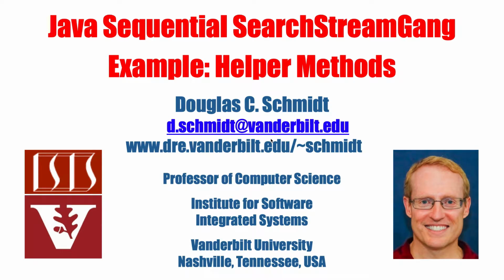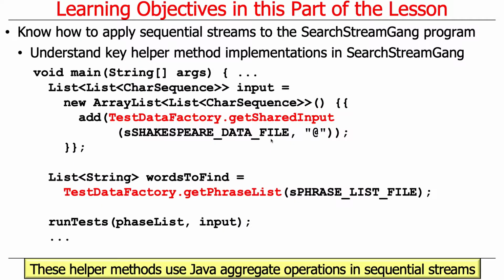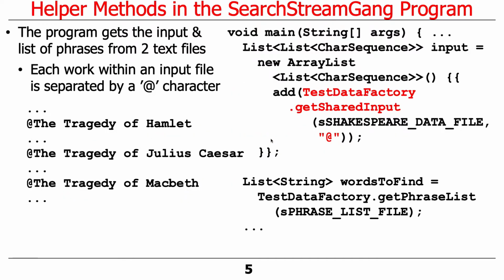So the next topic, now that we've talked about the key hook methods, process stream and process input, which demonstrated certain Java 8 features of streams, then we talked about print phrases, which demonstrated a few more. Now we're going to talk about the helper methods, and those are going to demonstrate even some more interesting capabilities. These are the things that we actually use to read in the input data and the input files, which are the works of Shakespeare, and then also read in the phrases. And this will show off a few other cool Java 8 features that are neat.